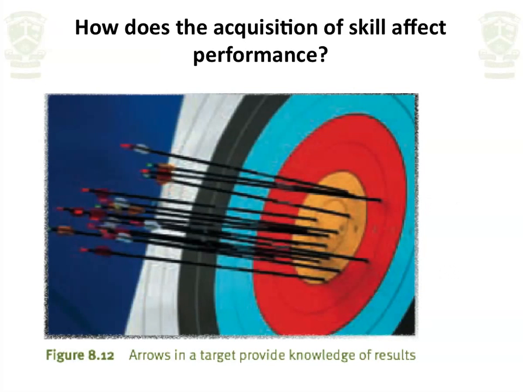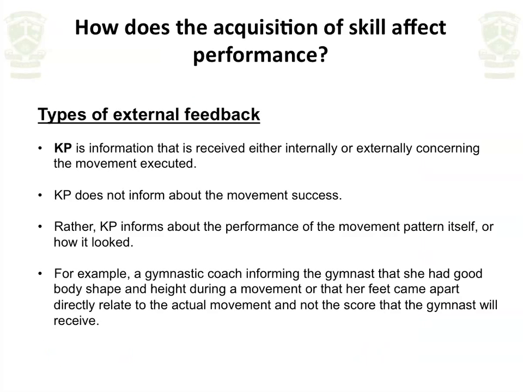That's an example here for a picture. So arrows in a target provide knowledge of results. When I shoot the arrow, where it lands obviously gives me an idea of what the result is. If I get a 10, that's the best result. So there's the feedback. I know I've done a good job.